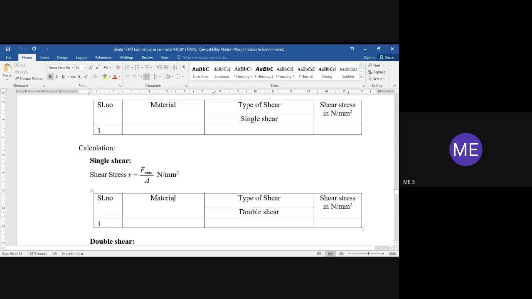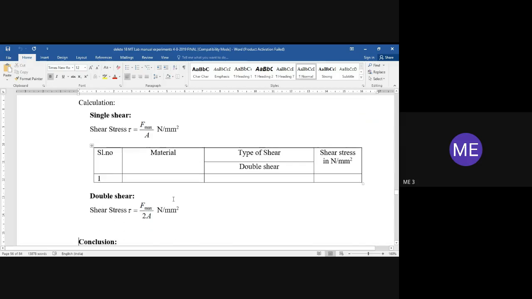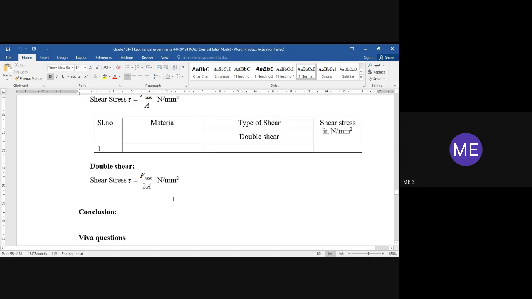And the formulas are very simple. The shear stress is tau max. Tau is equal to F max divided by A for single shear. For double shear, the shear stress is equal to F max divided by 2A. That is the only difference.